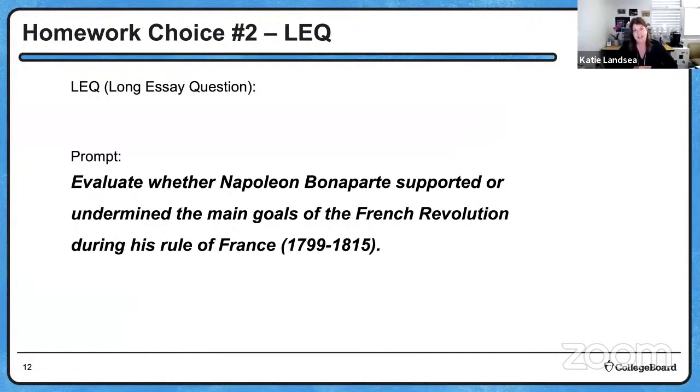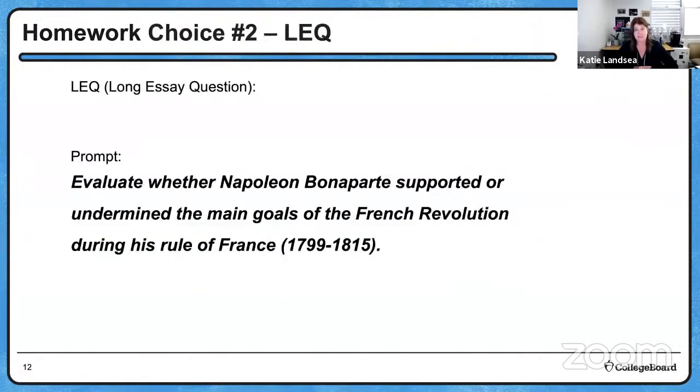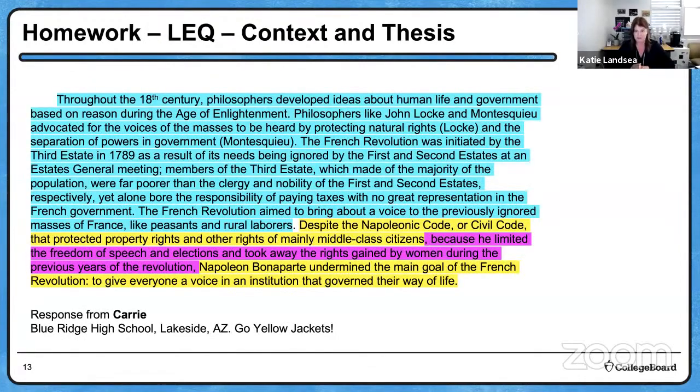The other option that you had for homework was to practice an LEQ. And we really suggested that if you were taking the paper and pencil exam that's coming up pretty soon, that you practice the LEQ. And the prompt you see there was to evaluate whether Napoleon Bonaparte supported or undermined the main goals of the French Revolution during his rule of France. So again, we're going to show you some nice examples.